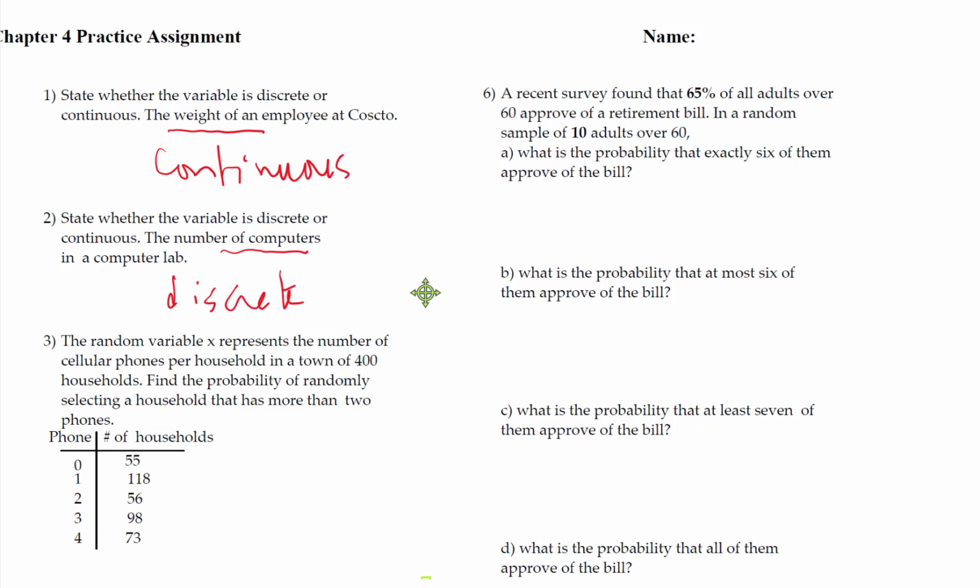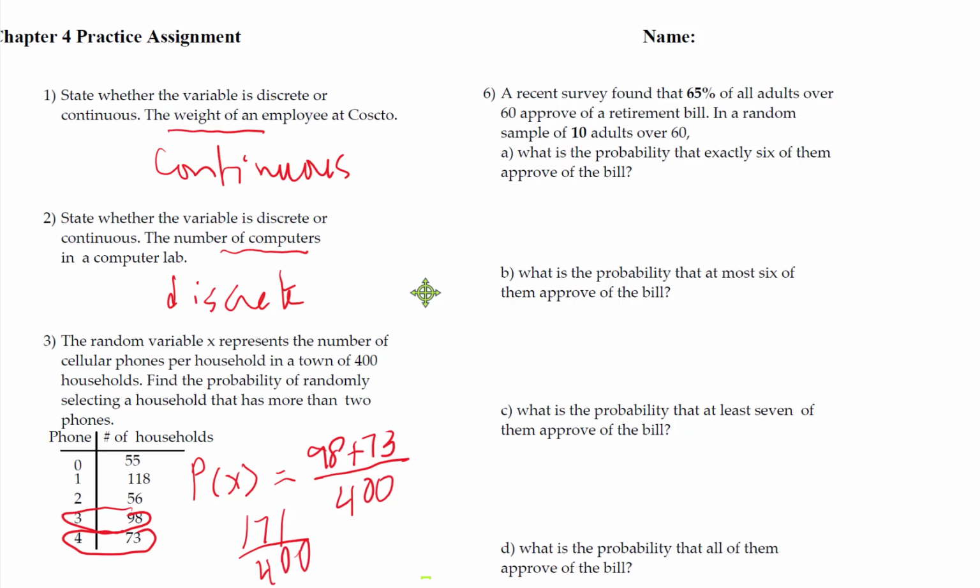Number 3, the random variable x represents the number of cellular phones per household in a town of 400 households. What's the probability of randomly selecting a household that has more than 2 phones? So the probability of more than 2 phones will be equal to what? More than 2 phones means a 3 or 4. That's more than 2. So we have 98 plus 73, and then you have to divide by the grand total. So that will be 171 divided by 400. That would be the answer.